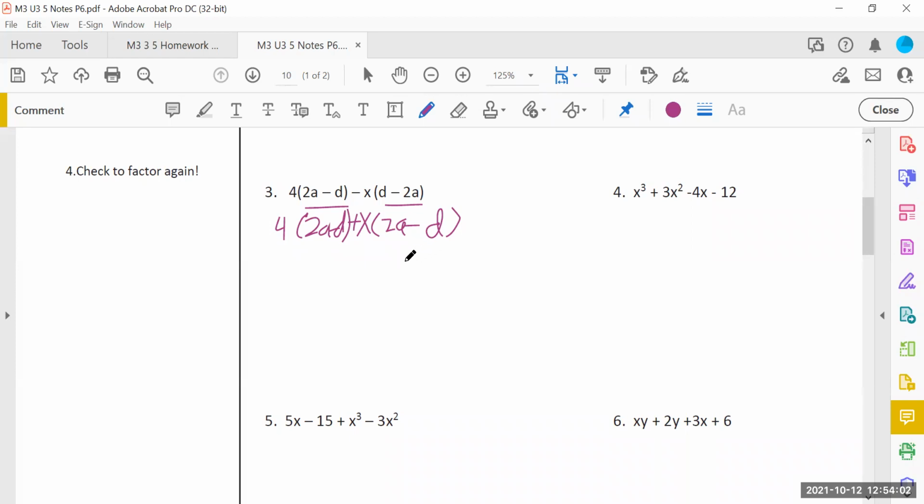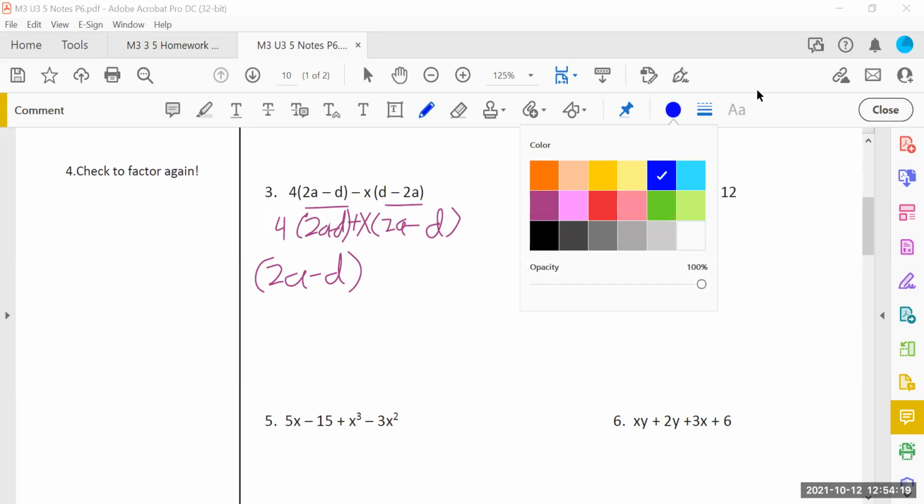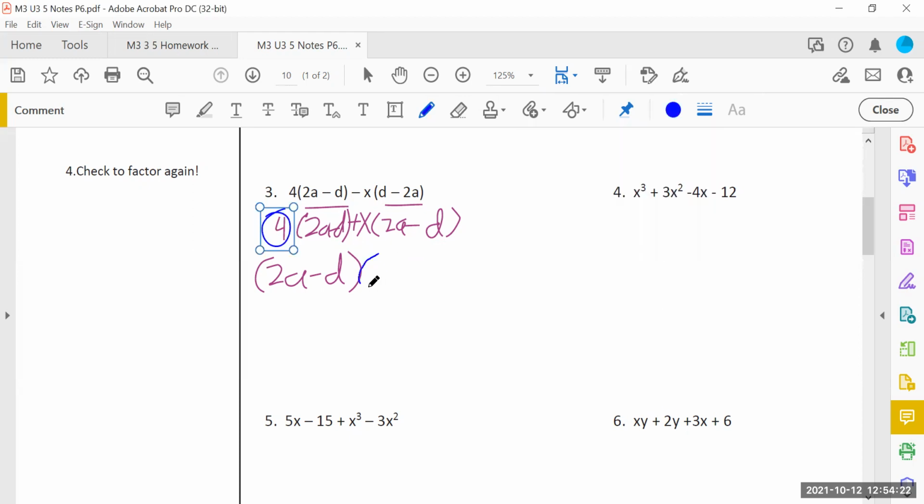Does that make sense to everybody? I know that one got all squashed right there, but everybody's good. 2a minus d, 2a minus d, exactly the same. So now I can factor that out. Put that 2a minus d on the outside. And then left over, that was multiplied by a 4 and by a positive x. There is my answer. That one's done.